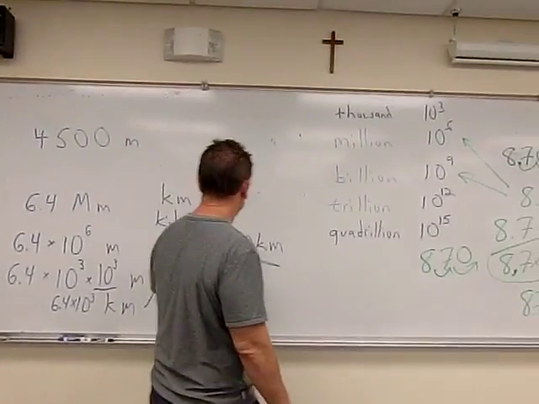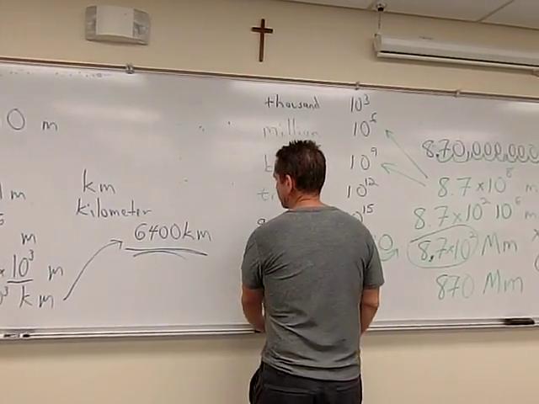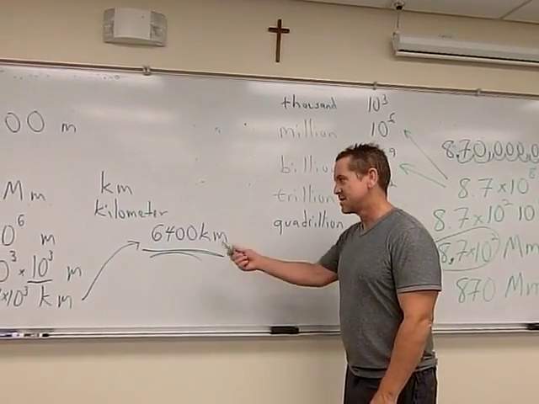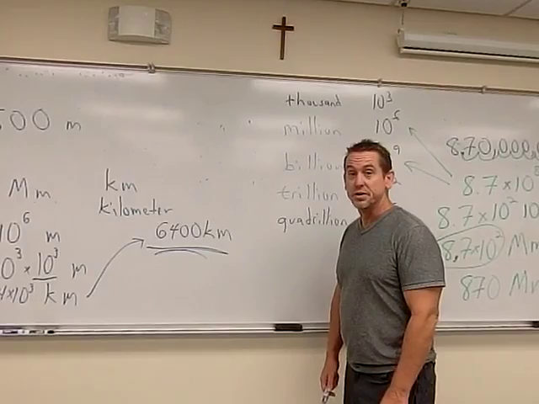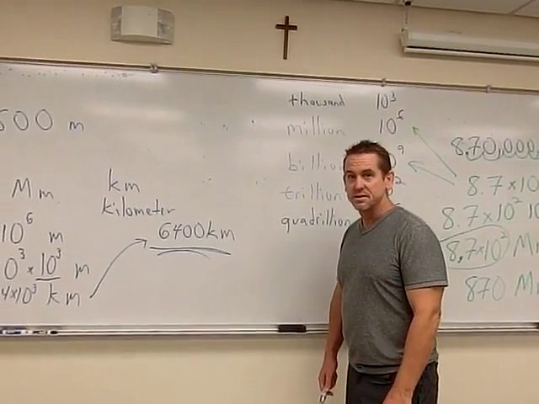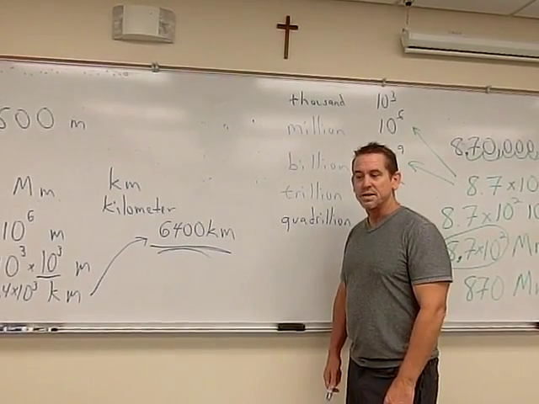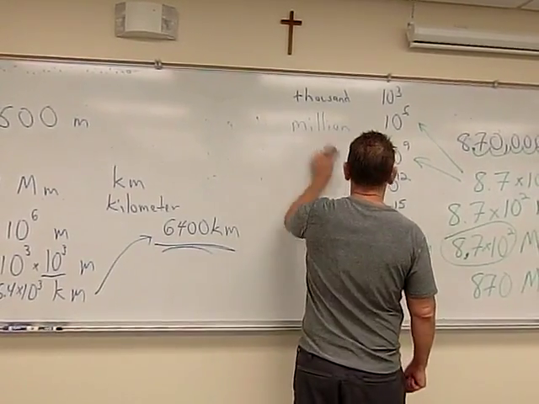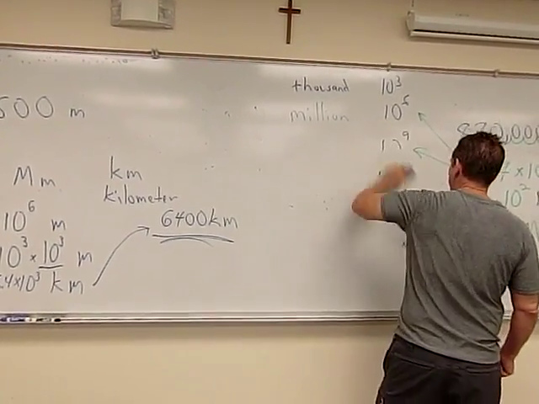Something like, the runners know this one. A kilometer is 0.6 miles, so this is something like 3,600 miles is the radius of the Earth, approximately. All right, let's do a small one.